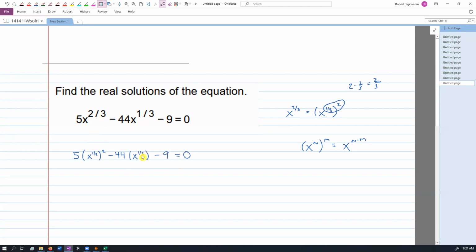Now I put these in parentheses just so you can see them better. That's what our u substitution is going to be. U is equal to x to the 1/3. This one you have to put in parentheses because you're squaring it. This one does not have to be in parentheses, but I do it again just to illustrate the part that's going to be replaced with u. So 5u squared minus 44u minus 9 equals 0.